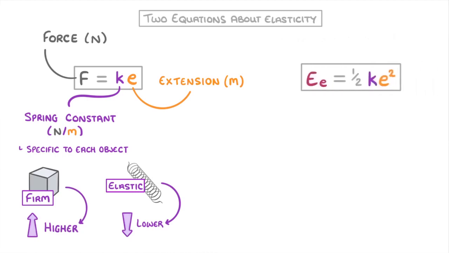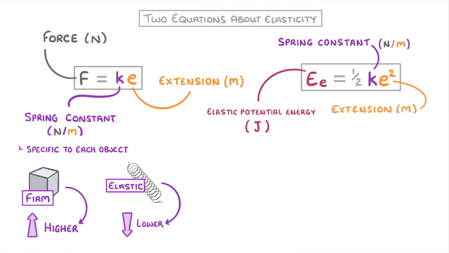The other equation is that elastic potential energy equals 1/2 Ke squared, where K and e are the spring constant and extension again. And importantly, it's only the extension that's being squared, not the whole thing.